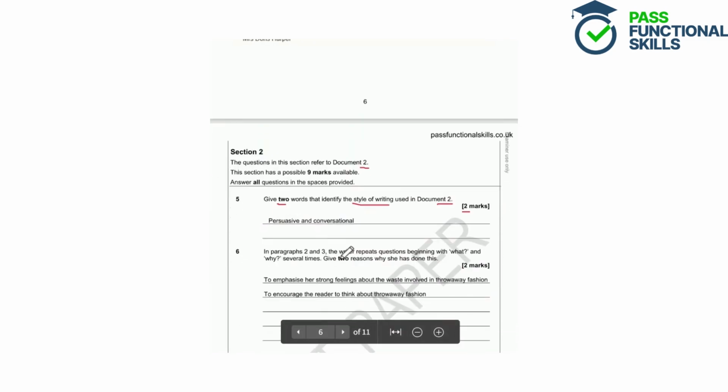So for this answer, the style of writing can be described as persuasive, conversational, colloquial, chatty, or personal, anything along those lines.